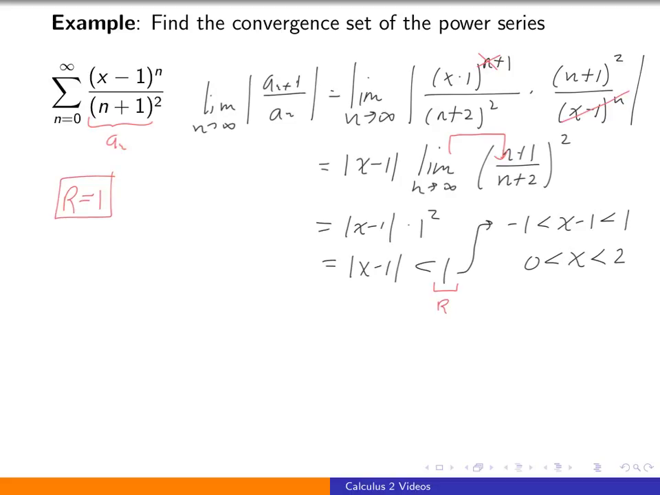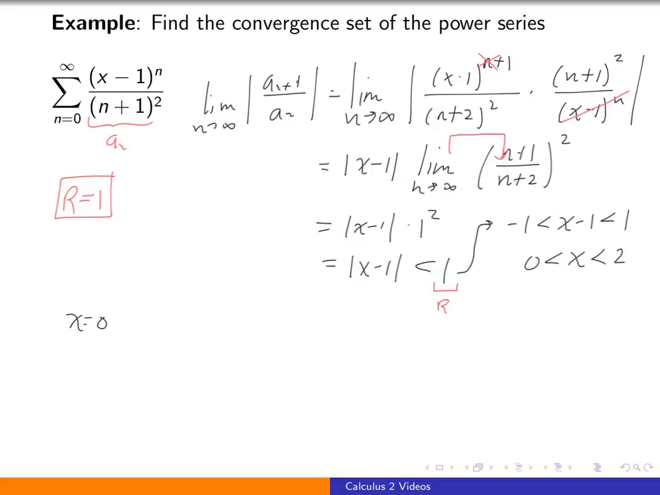And we mostly have the convergence set, but what we need to do is check the 0 and the 2. Note when x is equal to 0 or x is equal to 2, the limit that we have evaluated ends up being 1, so the ratio test is inconclusive. This is the reason that we always have to check those endpoints.